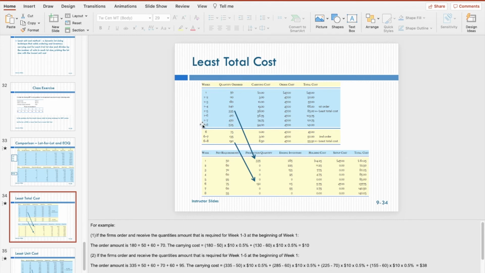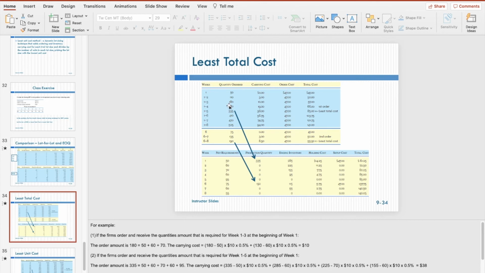If at the beginning of week 1 you order all of the amounts required for these 8 weeks, how many should you order? You add up all of them, and you can see this will be 525. Now, these are all different alternatives, different options that you can choose. But among all those options, only one is the best based on the criteria of least total cost. Again, you want to pick the option that will give you the closest total carrying cost and total ordering cost. Now let's look at this.